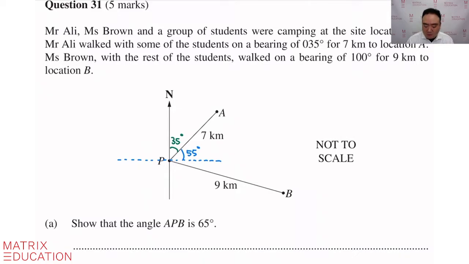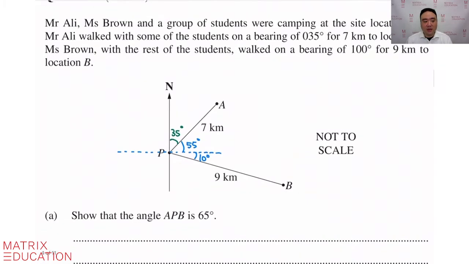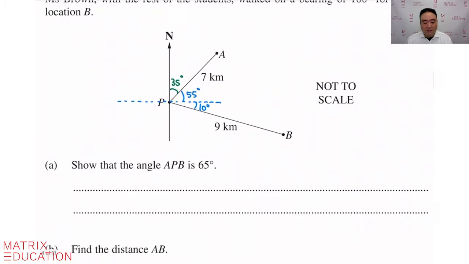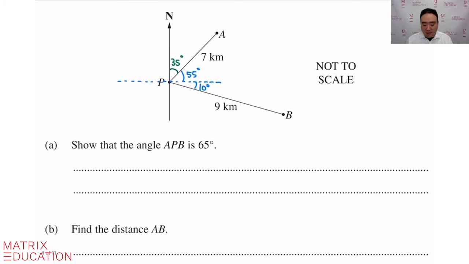And it said walk on a bearing of 100 degrees. 100 degrees is measured from the north line. 100 degrees is going from north all the way to this line here. So if this 2 already makes up 90, that means this angle must take just 10 degrees. So we have 10 degrees right here. Show that the angle APB is 65, right? So there we go.